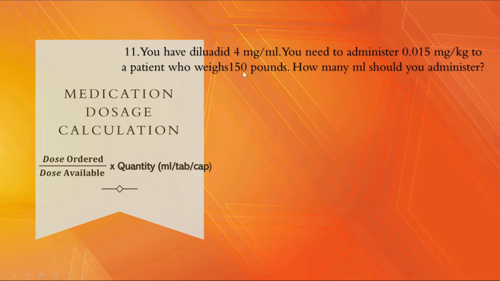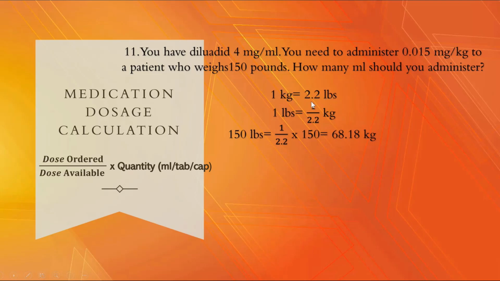The patient weighs 150 pounds. So 0.015 milligram per kg means 1 kg gets 0.015 milligram. So how much can a patient of 150 pounds get? Again, in medication dosage calculation, it's done in kilogram. So you have to convert 150 pounds to kilogram. From the units of measurement, you know 1 kilogram is 2.2 pounds.